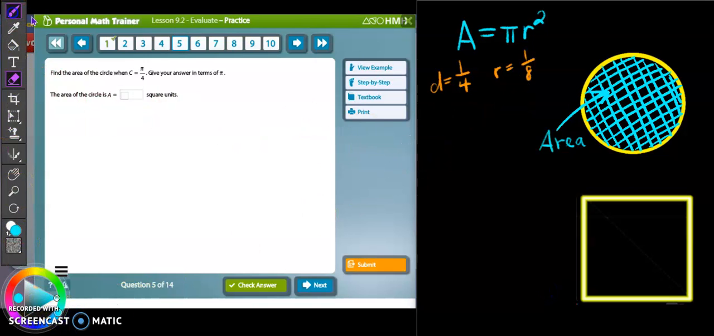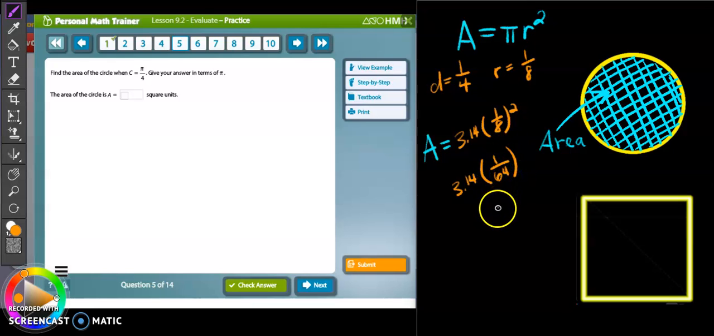So actually I'm going to do this one for you. So A equals 3.14 times 1/8 squared. And it's really no different than squaring anything else. Just kind of treat these separately. 1 times 1 is 1. 8 times 8 is 64. So that's how you would square that one.